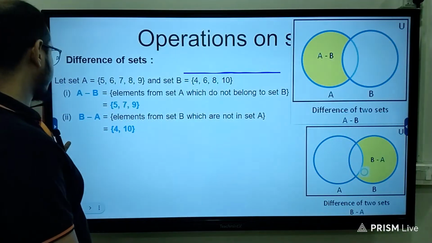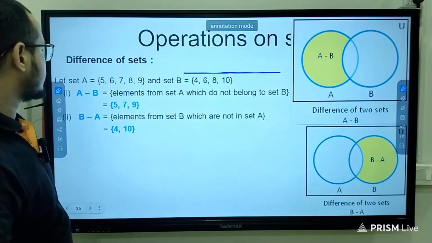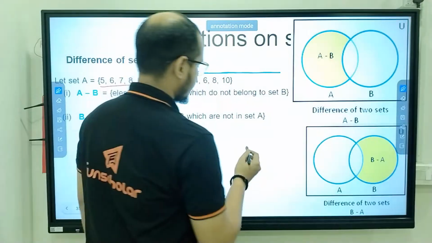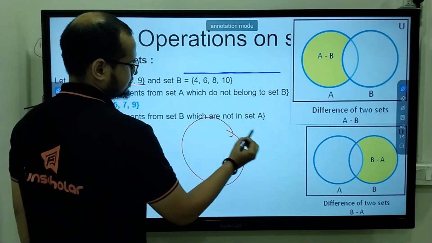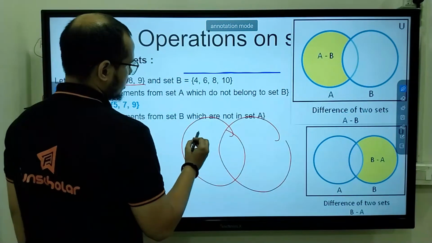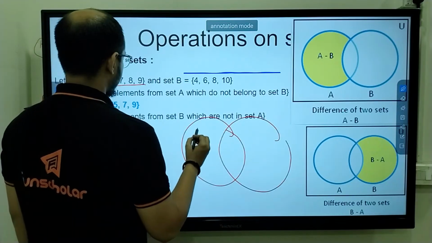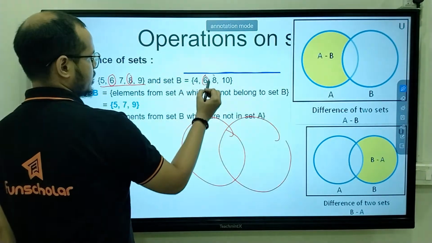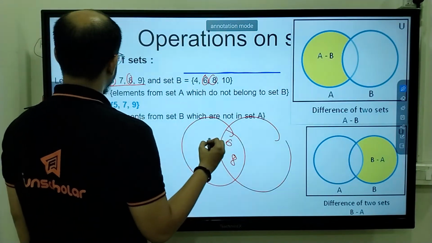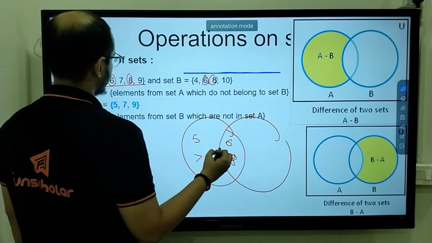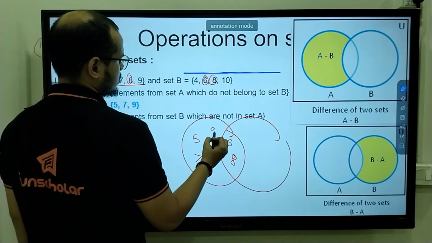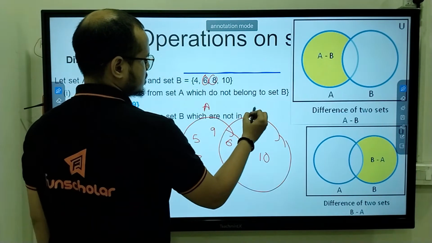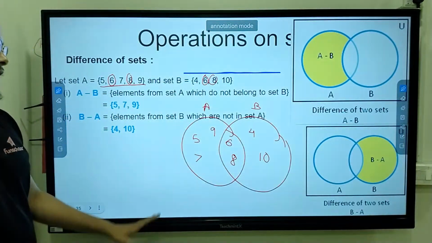Okay. So let's utilize this example only. Set A has 5, 6, 7, 8, 9. Let me draw it here. Let's first see what are the common ones. 6 and 8 are common. So 6 and 8 go here. 5 and 7 go here. 5, 7, 9 go here. 4 and 10 go here. This is set A. This is set B. Okay. This is the Venn diagram.